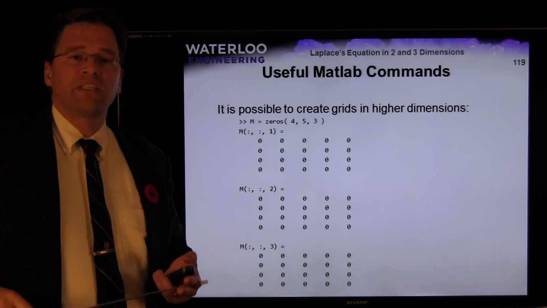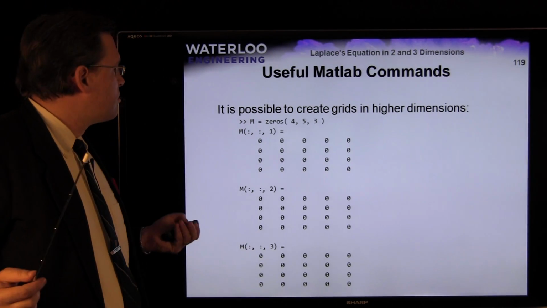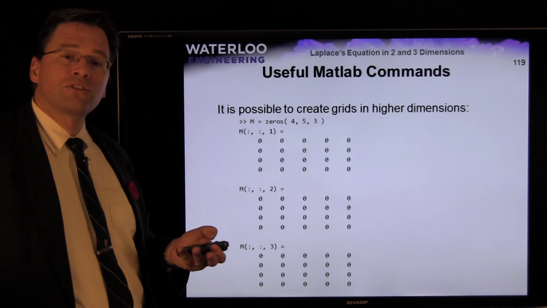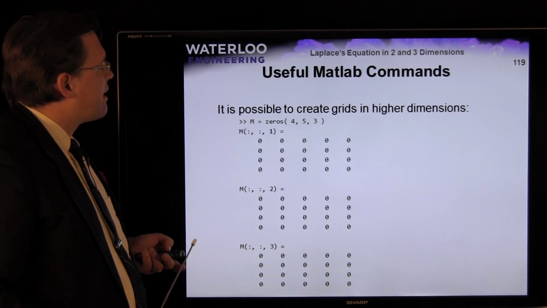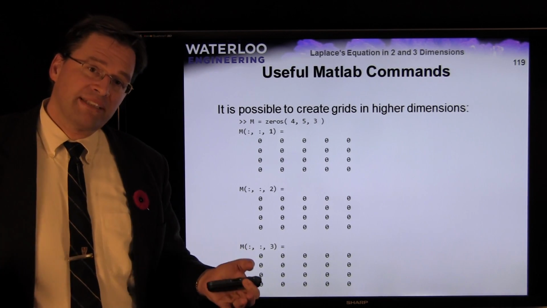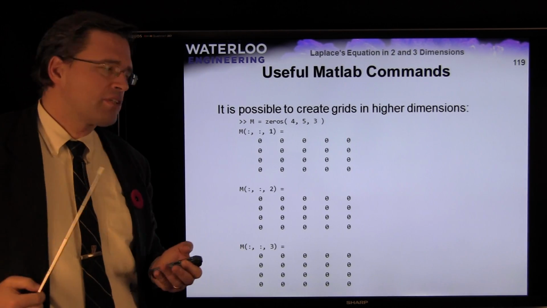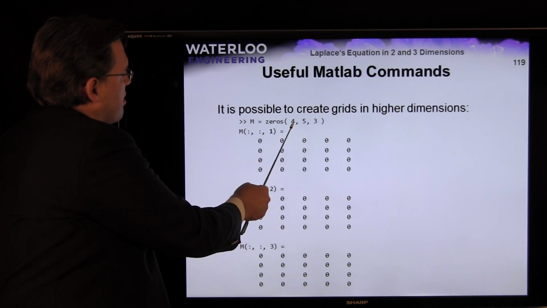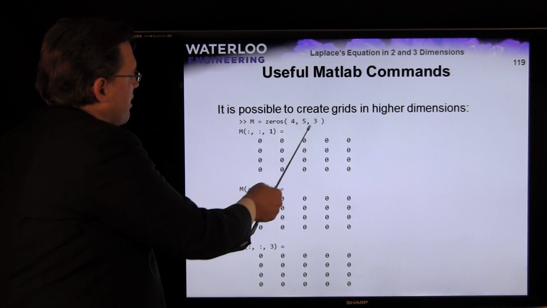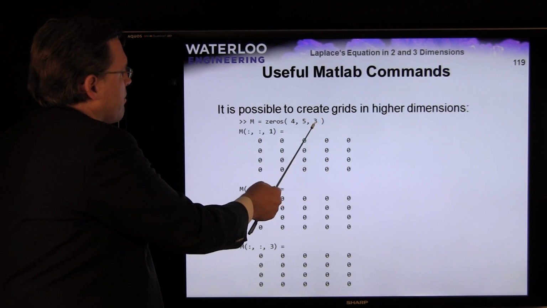Creating matrices that are in higher dimensions is more or less the same. Use the same constructor, zeros, except now you pass 3 dimensions. Now MATLAB tries really hard to print it out in a way that you can at least try to understand what's happening. So these are all the entries in the first 2 dimensions where the third value is 1.